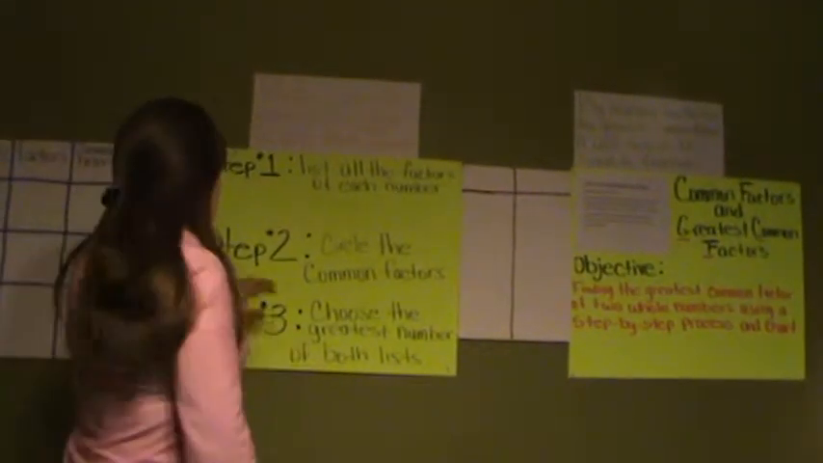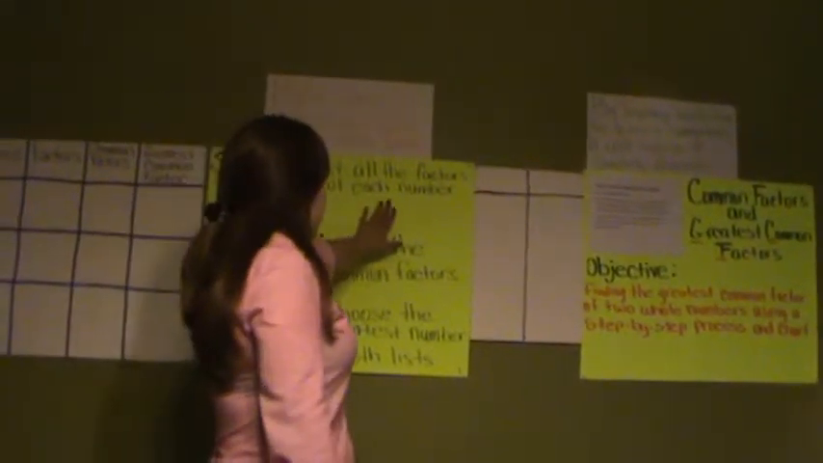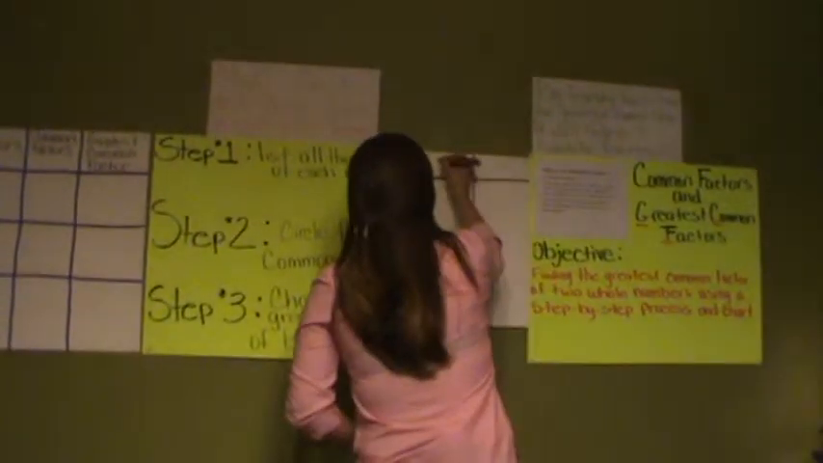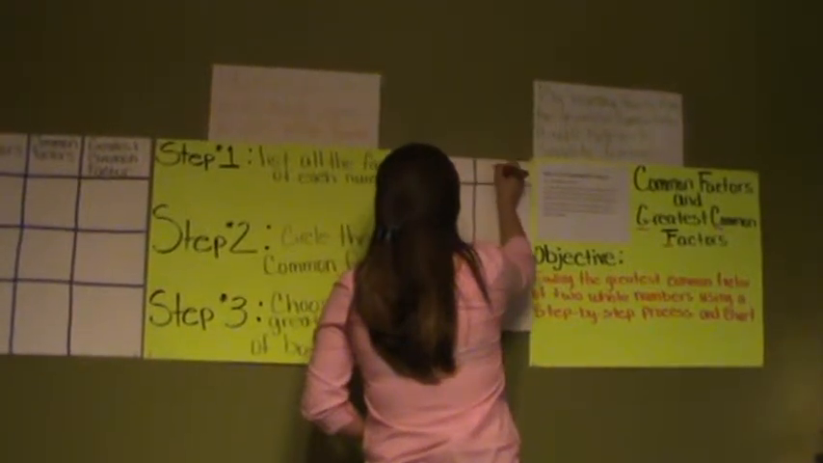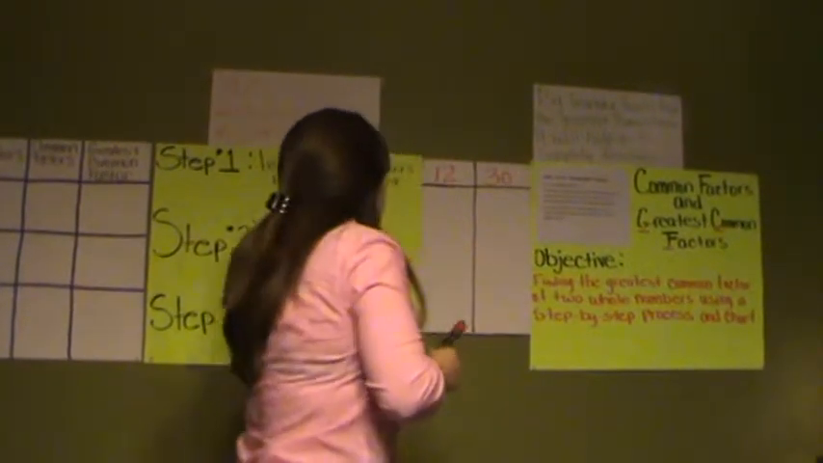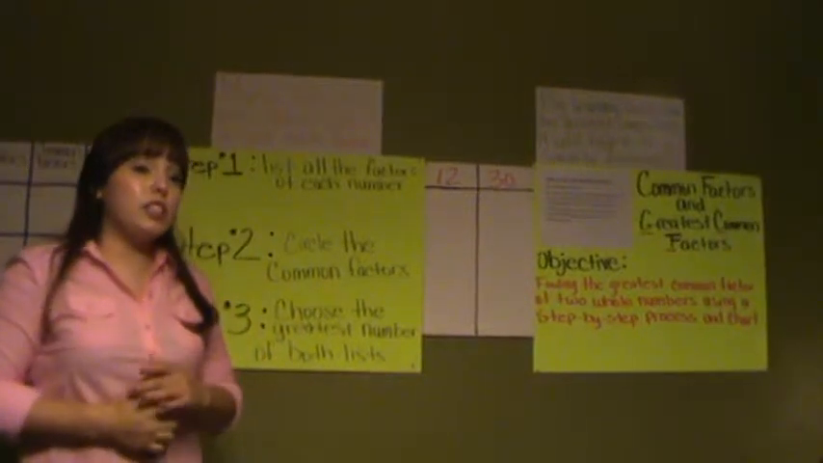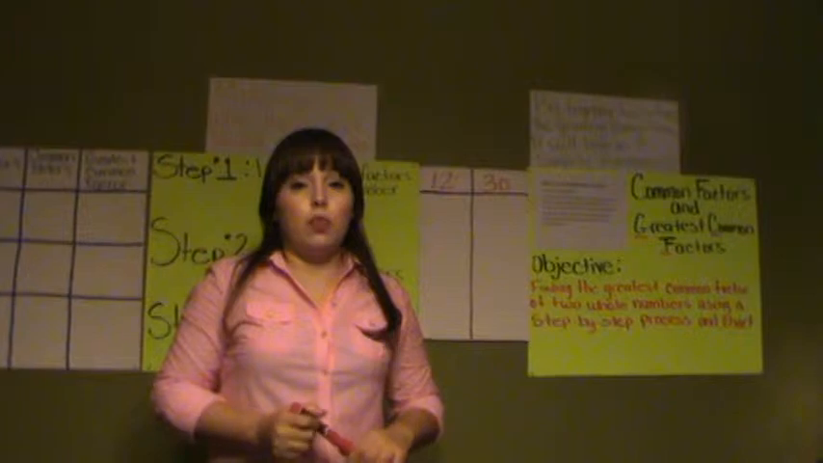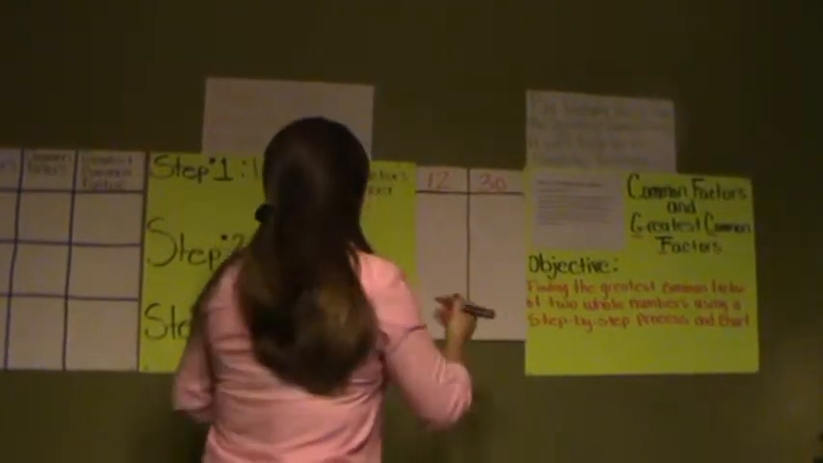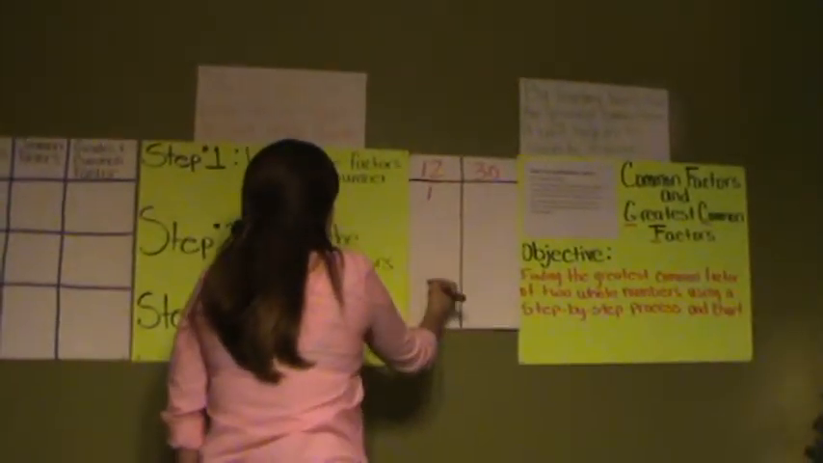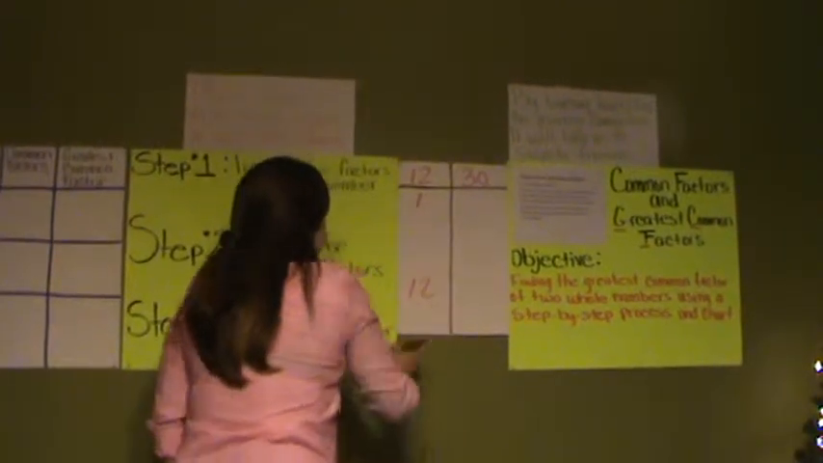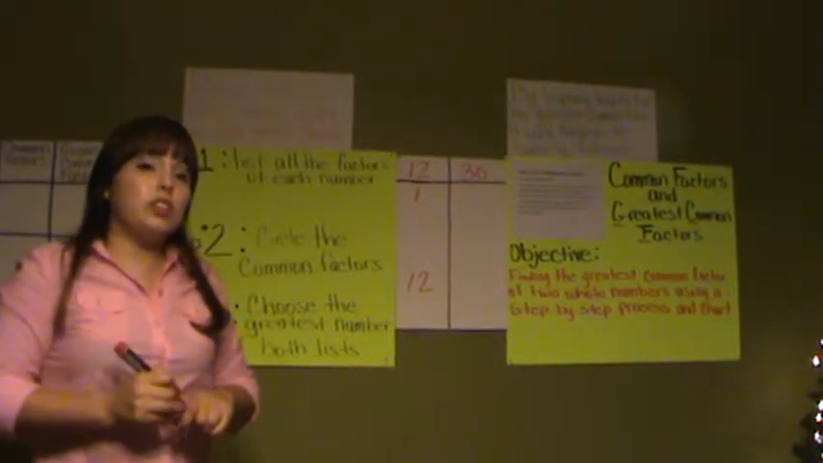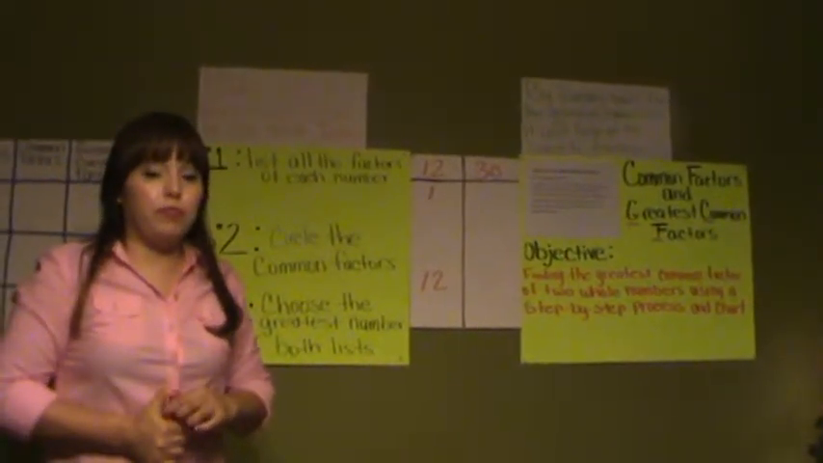So if we take a look at step 1, it says list all the factors of each number. So let's go ahead and use 12 and 30. So I'm going to write down 12 and 30. So the factors for 12, can anybody tell me the factors of 12? 1 and 12, very good. So 1 would be a factor of 12, and I'm going to put 12 at the bottom because we need to leave space for other factors. So what are some other factors of 12?